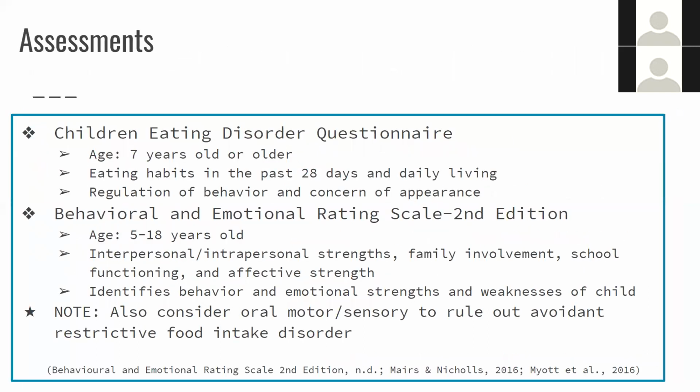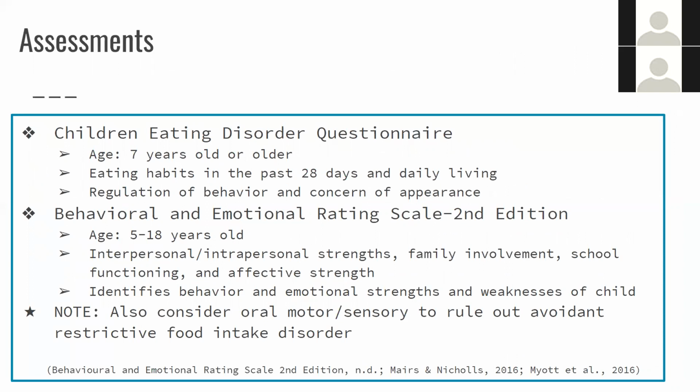So the assessments we chose to use for anorexia would be the Children Eating Disorder Questionnaire and the Behavioral and Emotional Rating Scale, the second edition. So Children Eating Disorder Questionnaire is the gold standard for eating disorders. It is appropriate for individuals who are 7 years old or older.